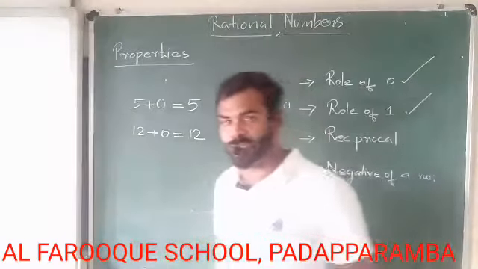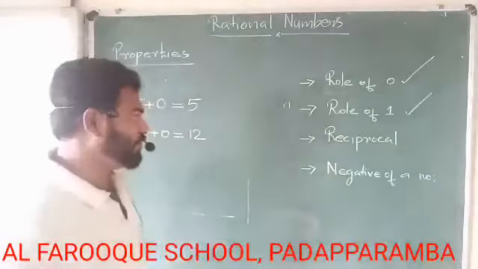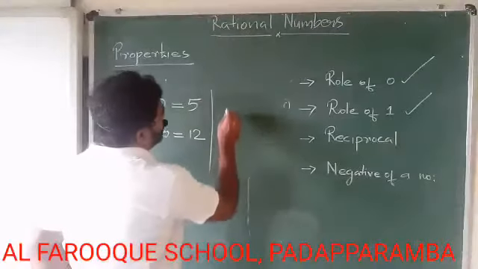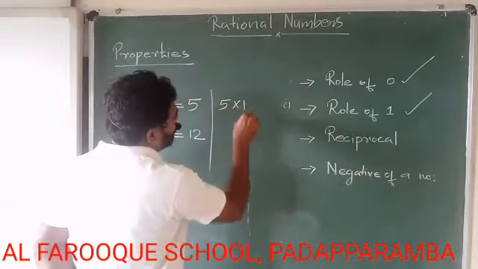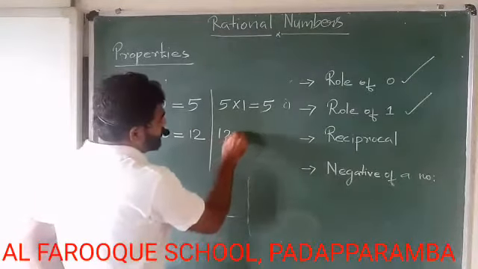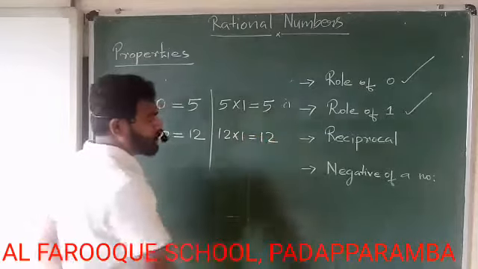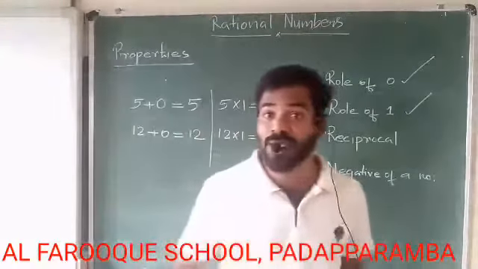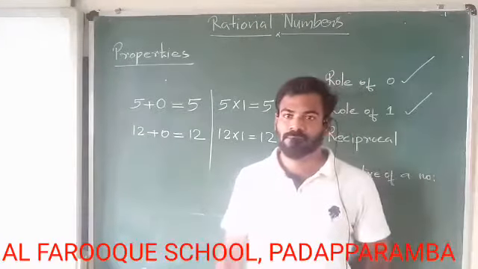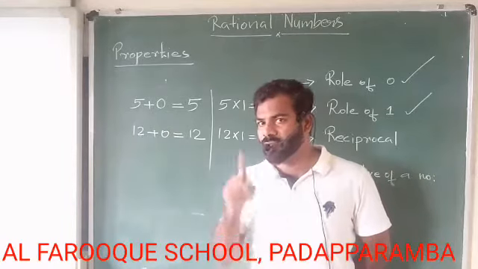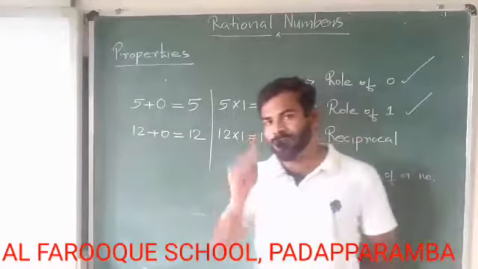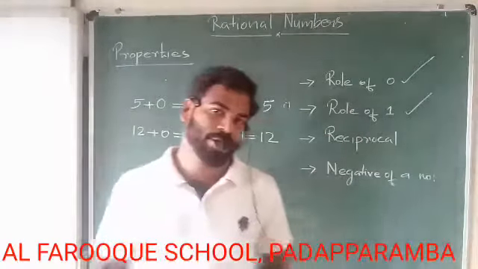Similarly, role of 1 when multiplication. What is the role of 1 when we multiply a number with a 1? 5 into 1. What is the answer? 5. What about 12 into 1? What is the answer? 12. So we can say that 1 is the multiplicative identity. Please repeat. What is that? 1 is the multiplicative identity and 0 is the additive identity.